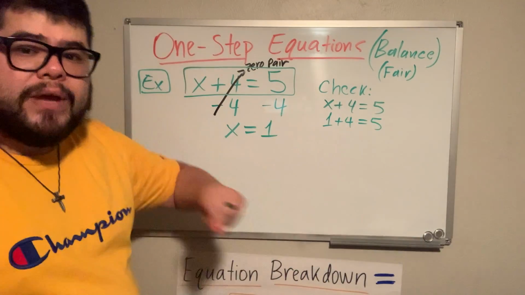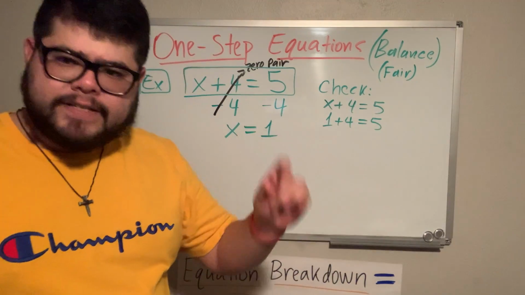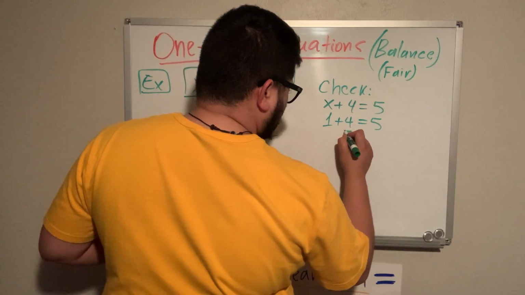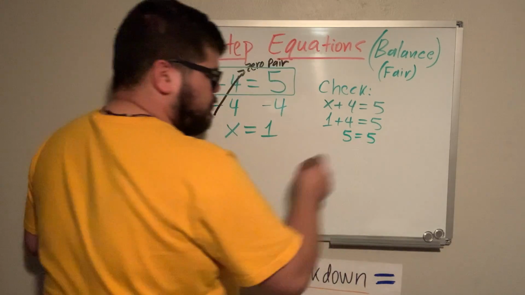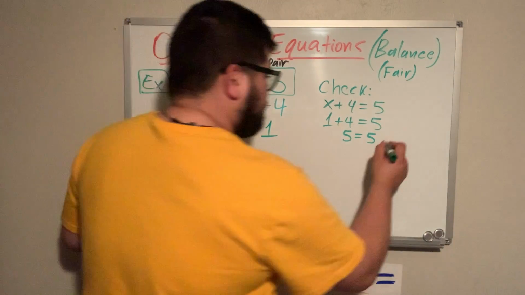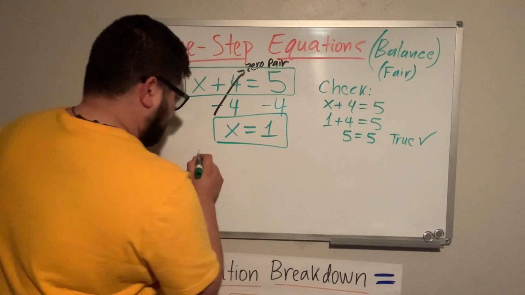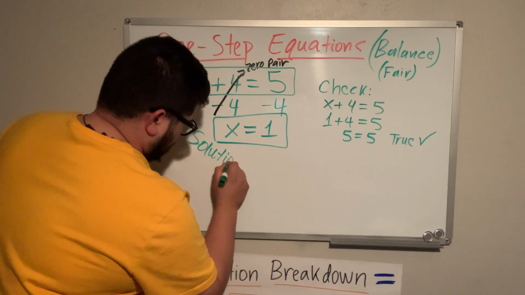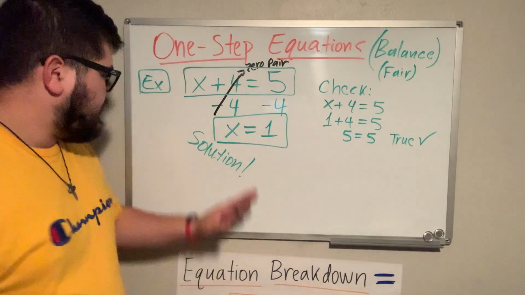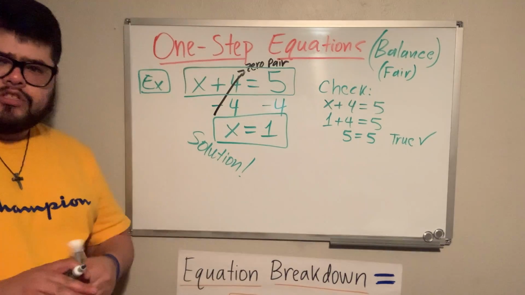Now, if we substitute it in, we get a true statement, this is the solution. If we get a false statement, it's not the solution. So what's 1 plus 4? 5. Does 5 equal 5? Yes, it does. And since 5 equals 5, we know that this is a true statement. So this right here is our, what? What does it say? Solution. X equals 1 is our solution because when we substitute in, we got a true statement.